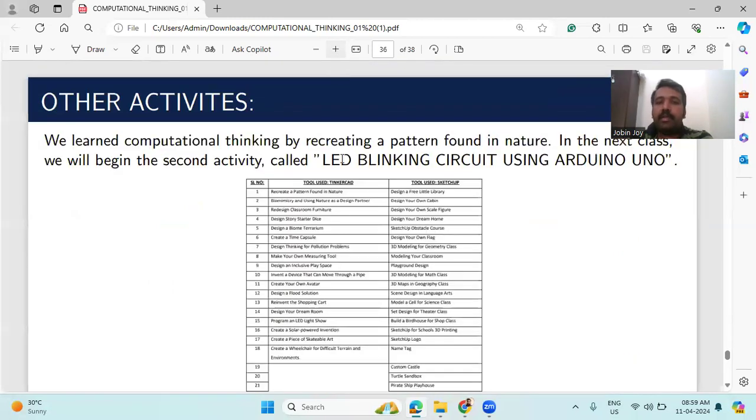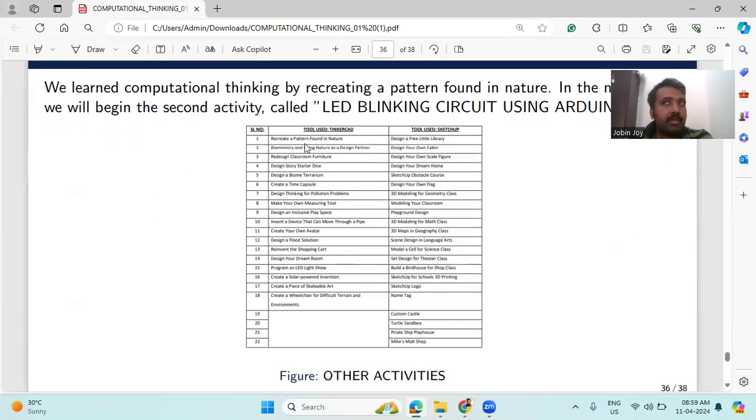After finishing the activity, we are using the tool called Tinkercad. There are 18 activities in Tinkercad. So after finishing these 18 activities, you will be an expert in the area of design and technology. That is the ultimate objective, or the ultimate intention of mine. Understand? So once you finish this computational activity, then we will start with the LED blinking circuit with Arduino.